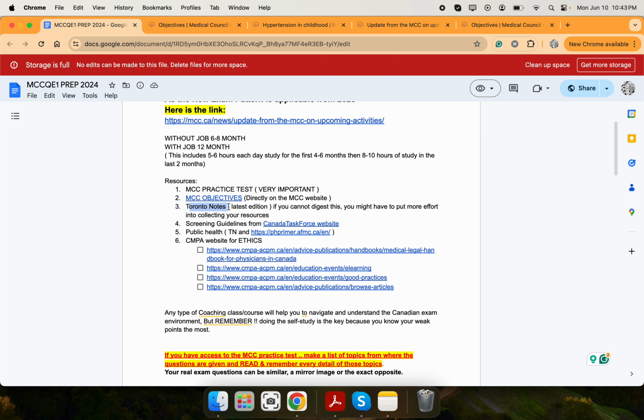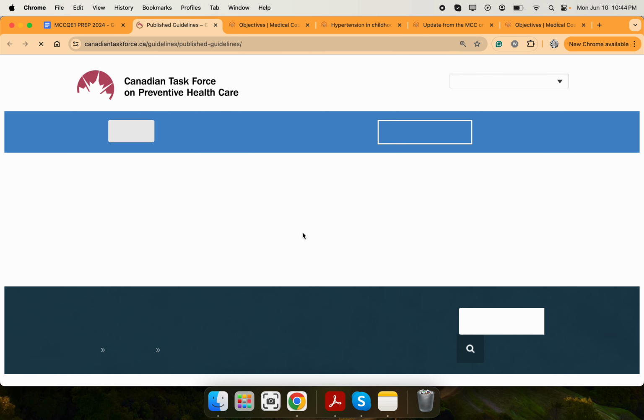That's it. Okay, the third portion is the screening guidelines. As everyone knows, screening guidelines are the heart of the exam. It always comes, it is never excluded, because screening guidelines are practiced on an everyday basis by a family physician in Canada.